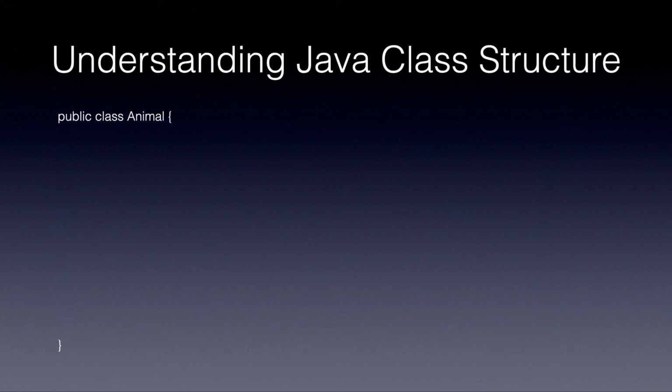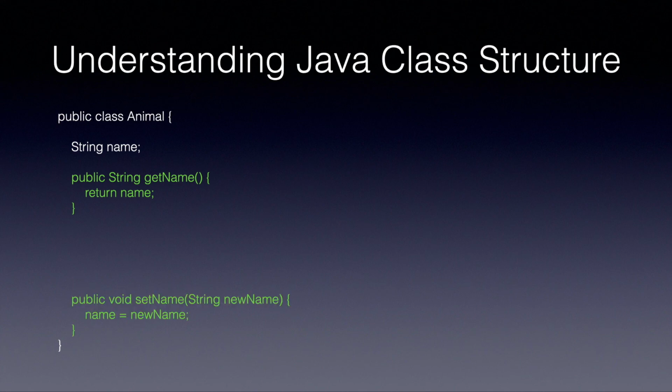This class is pretty empty, so let's add some fields and methods to make it a bit more realistic. In this example, I have added a field called name and its type is String. String tells us that this variable name will contain a sequence of characters. Next up, let's create a method called getName. This method will return the name of the animal, which we just defined in the class.